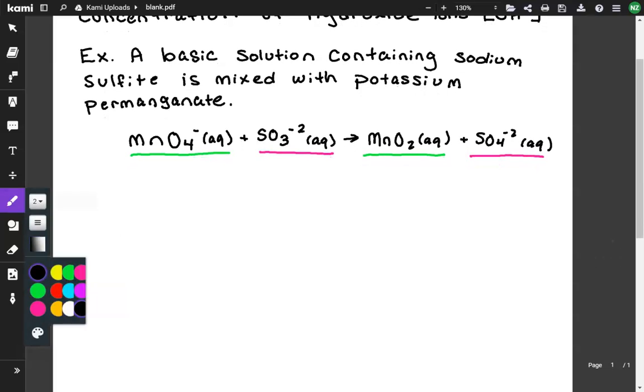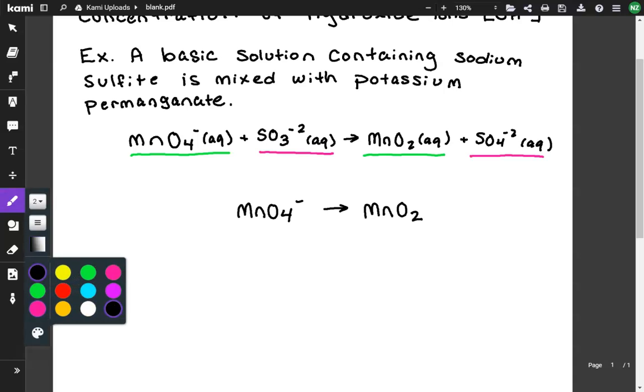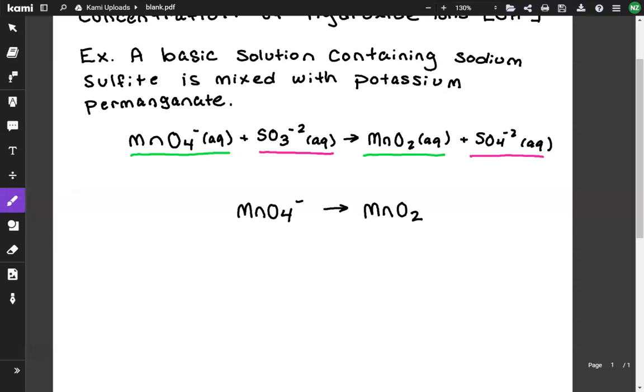So I'm going to take the first one. We've got MnO4 minus, and then we have MnO2. Manganese is already balanced. I've got one manganese on the left, I have one manganese on the right. David, what's our next step? Look at your notes. What's our step after we make sure that? Assign oxidation numbers? Nope, before that. Okay, so manganese is balanced.